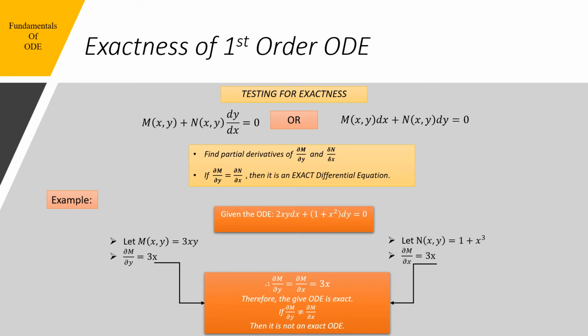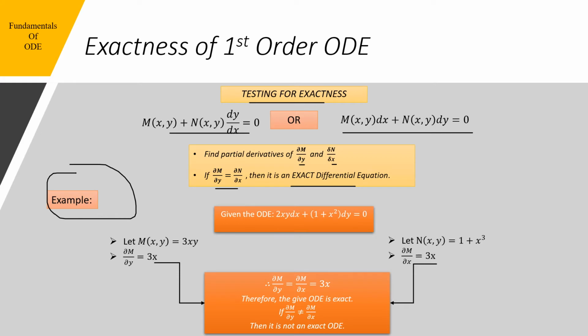For this part, we must test for the exactness of the ODE. Usually it's written in this form or this form. So we must find the partial derivatives of partial M over partial y and partial N over partial x. And if they both equate to each other, then it is an exact differential equation. Down here, you can see an example. As you can see, when M is derived in terms of y, we get 3x, and when we derive N in terms of x, we get also 3x. So this is an exact ODE. If they do not equate to each other, then it is not an exact ODE.